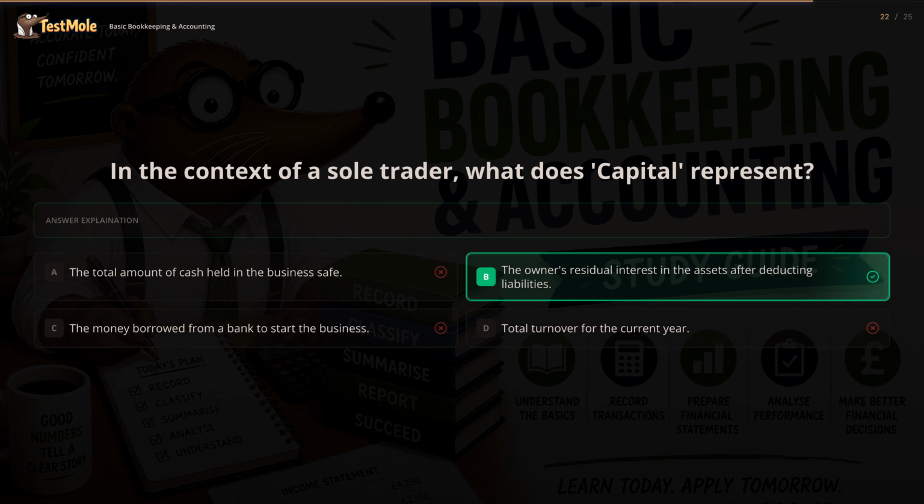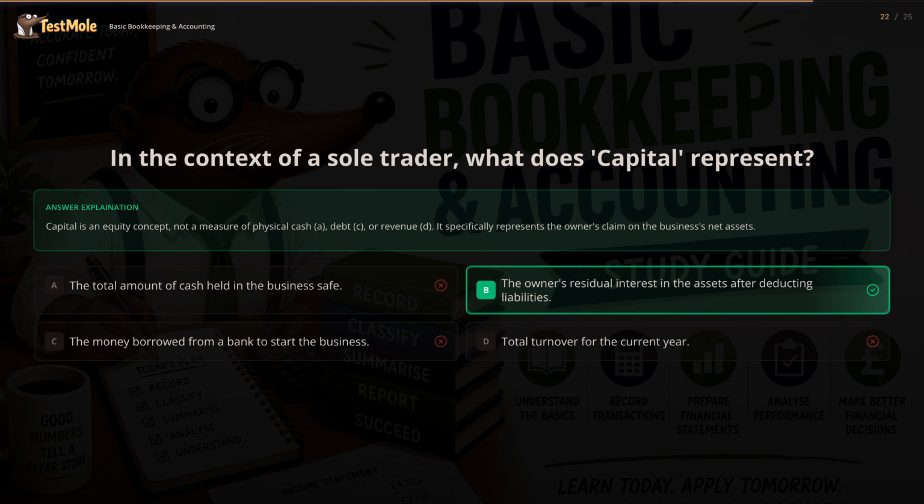The answer is B. Capital is an equity concept, not a measure of physical cash, A, debt, C, or revenue, D. It specifically represents the owner's claim on the business's net assets.